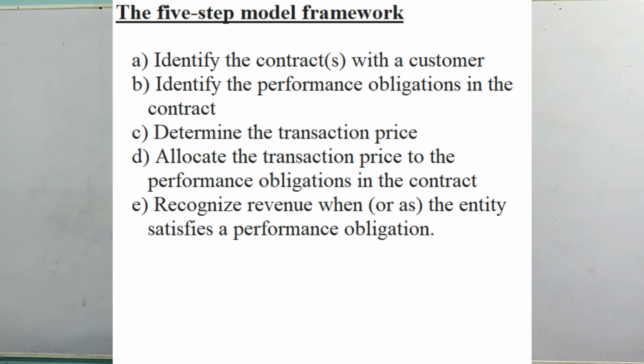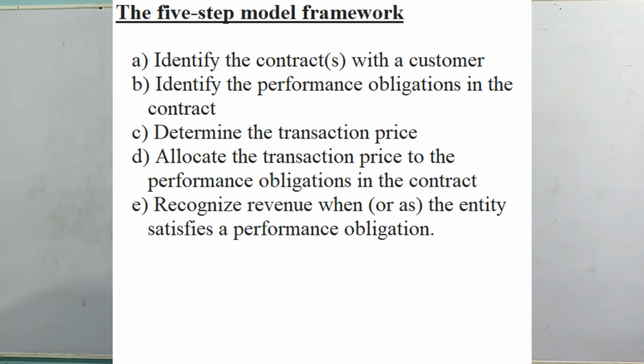So now, the 5-step model framework is a framework that helps us to recognize revenue in a manner that depicts the transfer of goods and services and at an amount that reflects the consideration. Now, this is the 5-step model. The first one is to identify the contract with the customer.